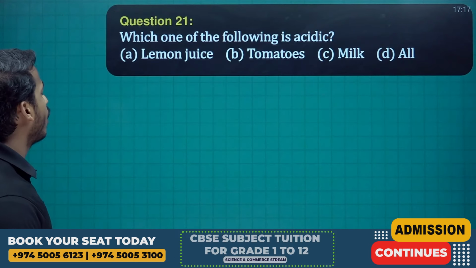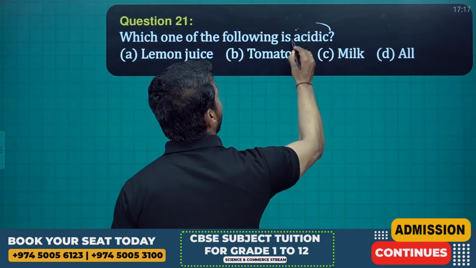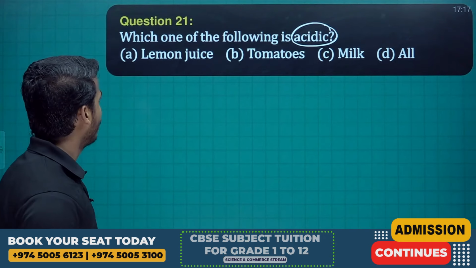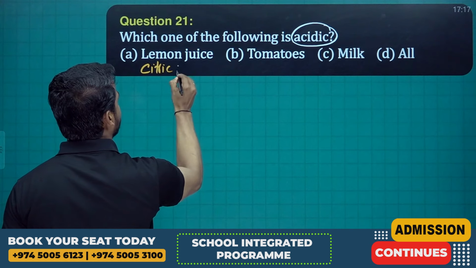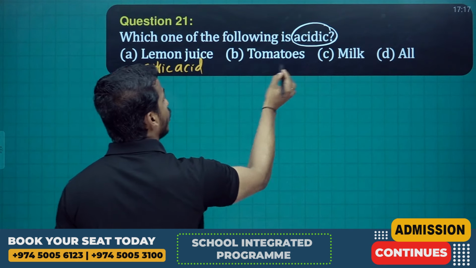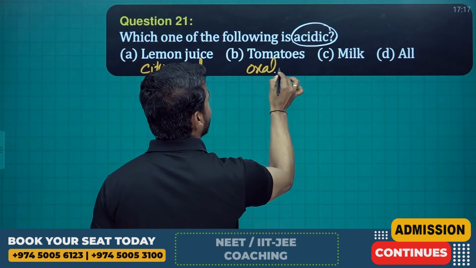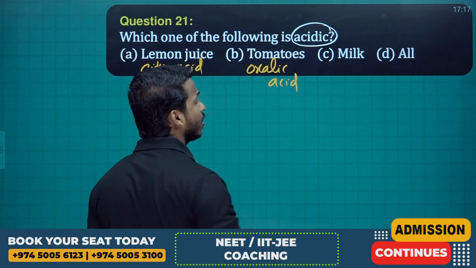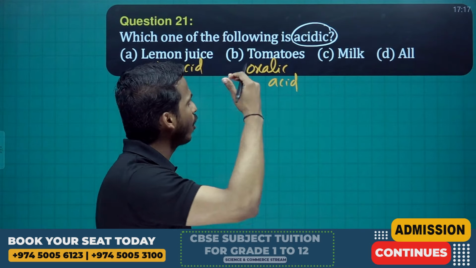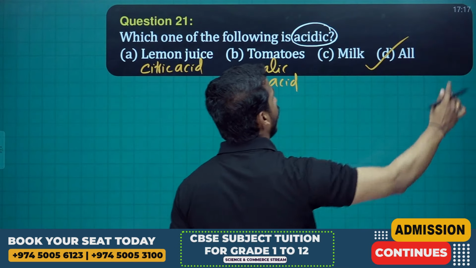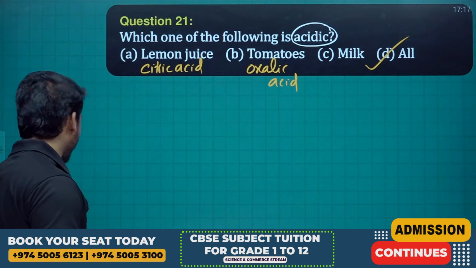Next, which of the following is acidic in nature? Lemon juice contains citric acid. Tomatoes contain oxalic acid. Milk contains lactic acid. What about all of them? Yes, all of them contain acids.